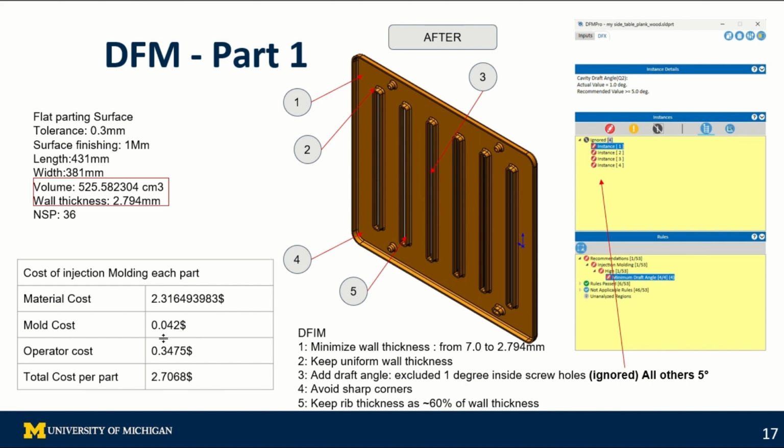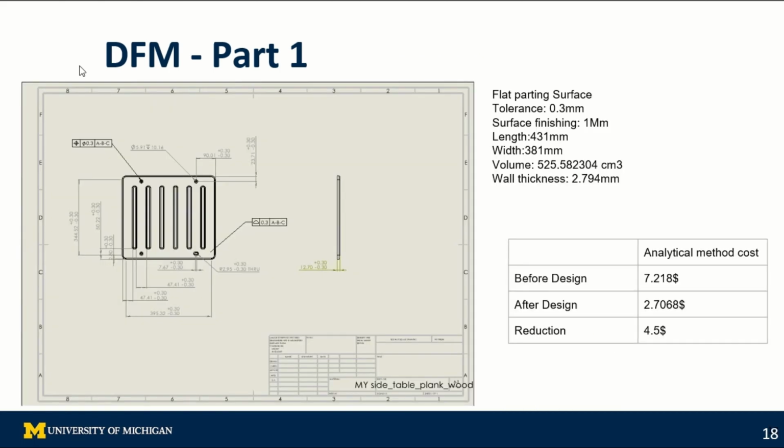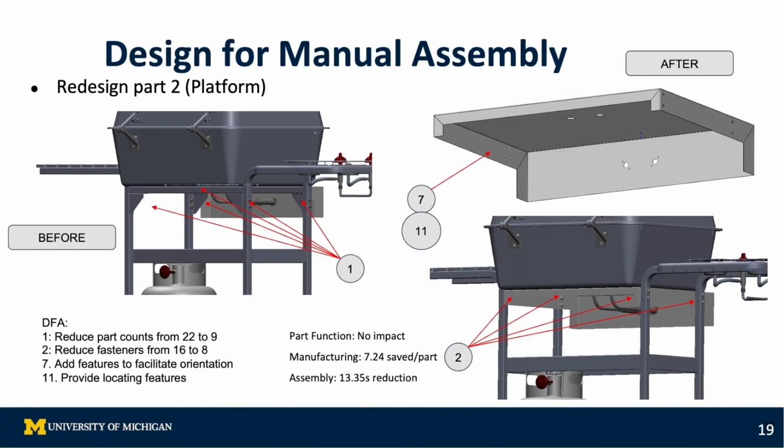$2.3, a mold cost of $0.04, and operator cost of $0.34 for a total cost per part of $2.7. Finally, as a comparison of the before part design and after part design, we can say that we have a reduction of $4.5. It was the platform support subassembly.